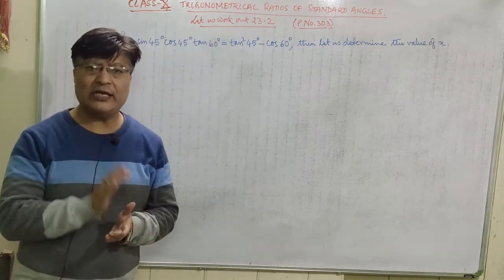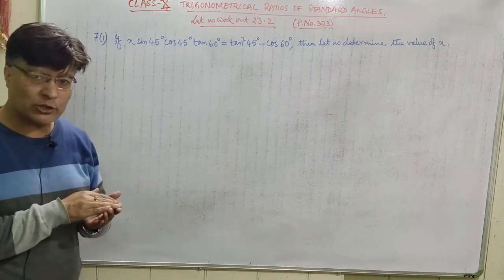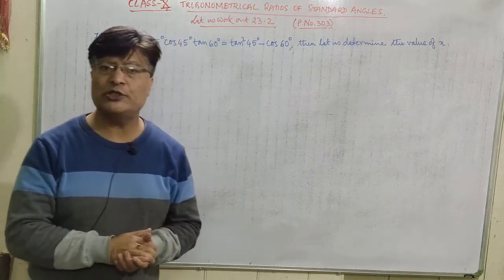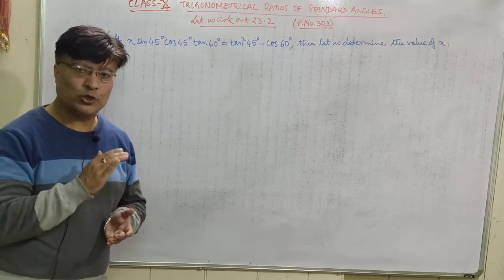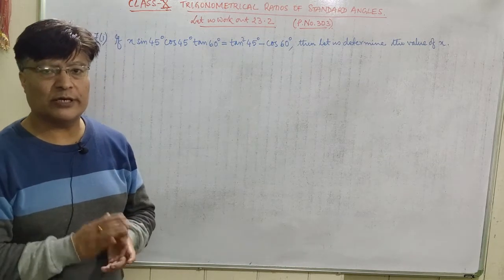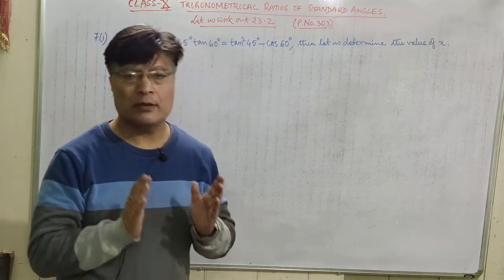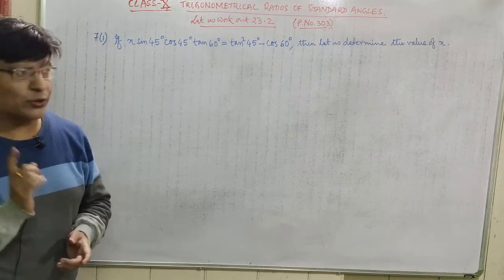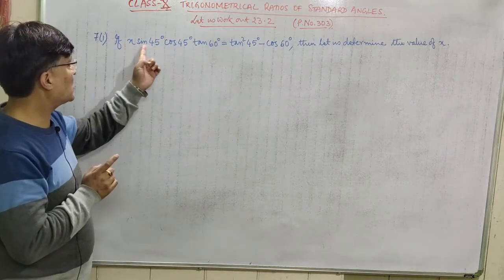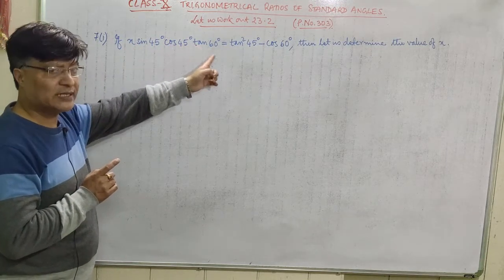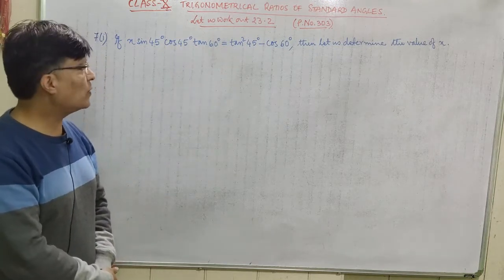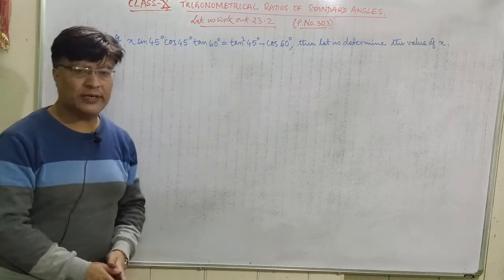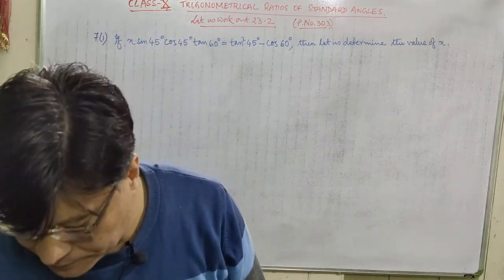So here an equation is given. You have to solve that equation and get the value for x by substituting the trigonometrical ratios of standard angles. So you should know the value of trigonometrical ratios of standard angles. So I think you know all the values. So here the given equation is x sine 45 degree cos 45 degree tan 60 degree is equal to tan square 45 degree minus cos 60 degree. So from this equation you have to get the value for x. So let us find it.